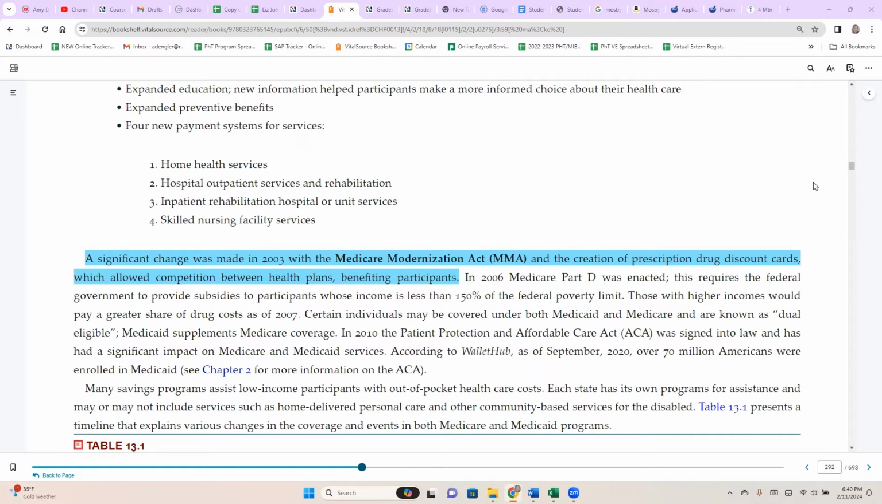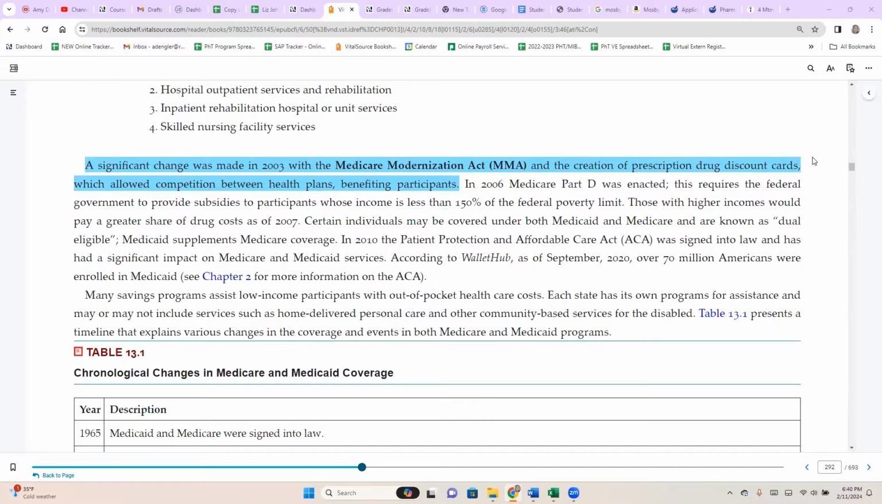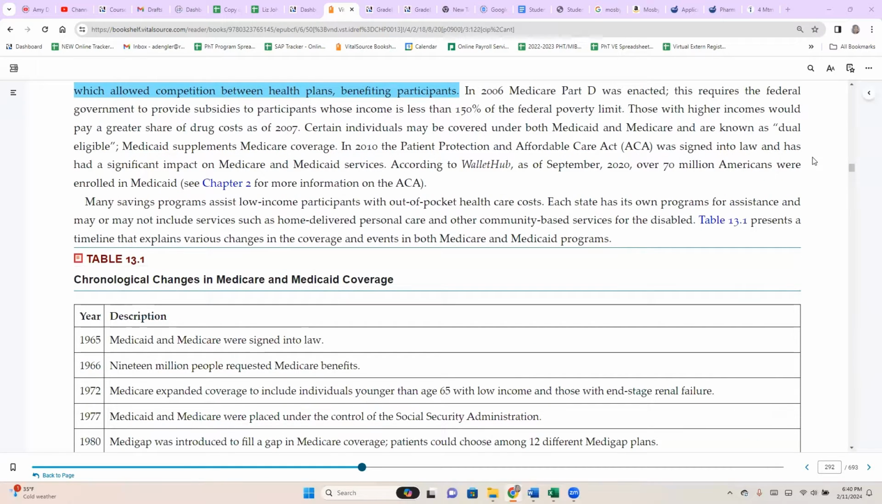Certain individuals may be covered under both Medicaid and Medicare and are known as dual eligible. In 2010, the Patient Protection and Affordable Care Act was signed into law and had a significant impact on Medicare and Medicaid services. Many savings programs assist low income participants with out of pocket costs. Each state has its own program for assistance and may or may not include services such as home delivered personal care and other community based services for disabled patients.